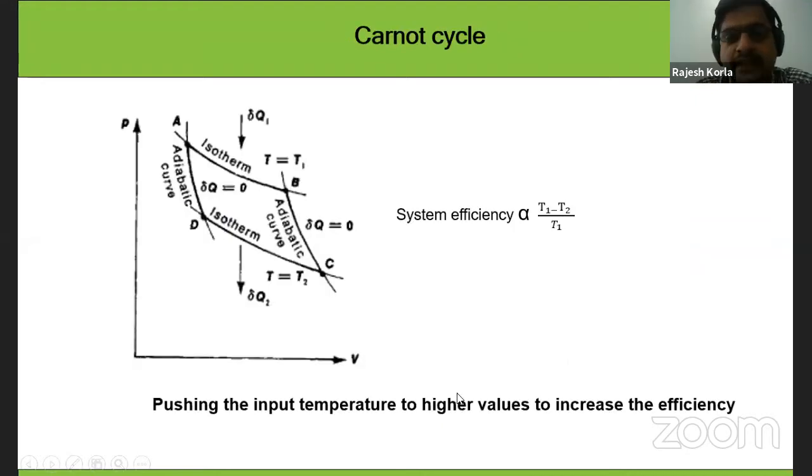Here is another thing I want to mention, which is basically a simple Carnot cycle. The efficiency of the Carnot cycle is given by (T1 minus T2) by T1. T1 is the inlet temperature, T2 is the outlet temperature. For example, if you take any thermal power plant or any other heat engine, basically the outlet temperature we don't have much control over. The inlet temperature we have control over.